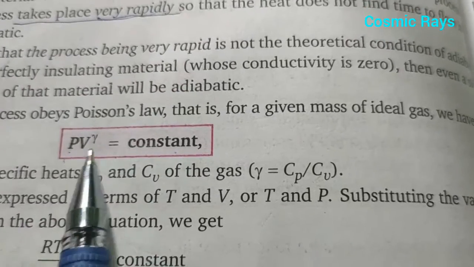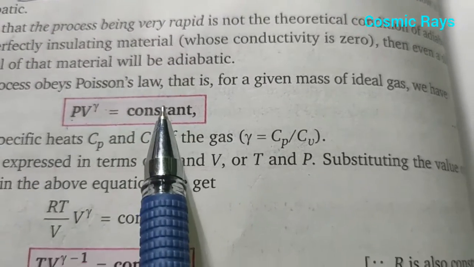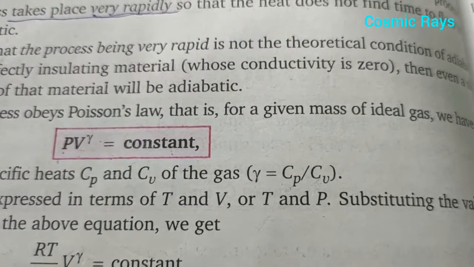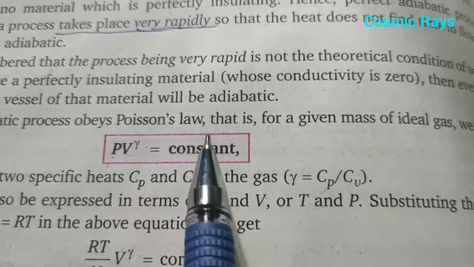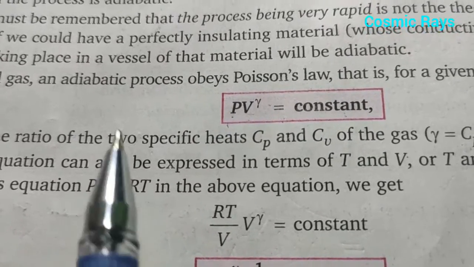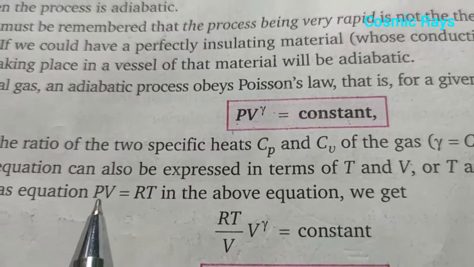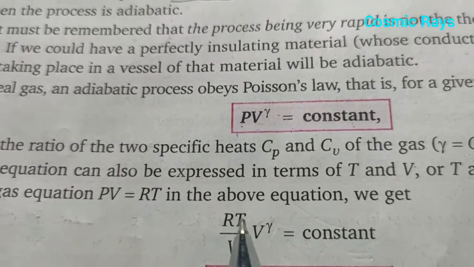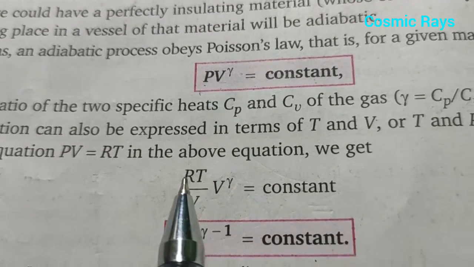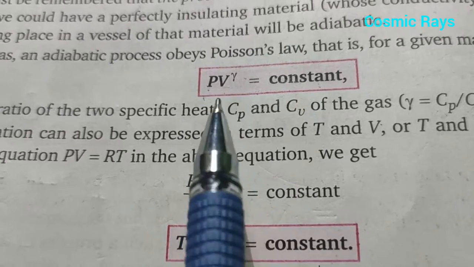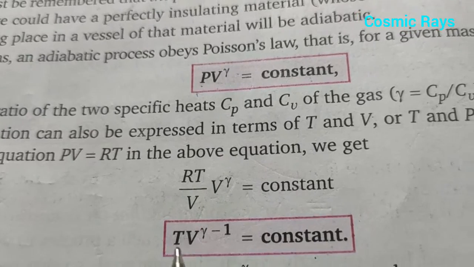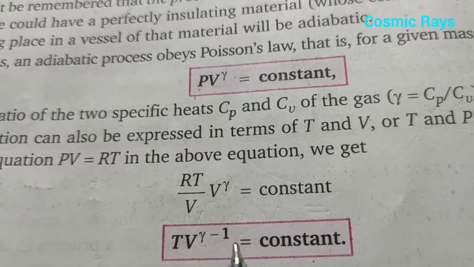Now this equation PV to the power gamma equal to constant can also be expressed in terms of temperature and volume or temperature and pressure. What we have to do is consider the equation for ideal gas, that is PV equal to RT. From this equation we find the value of P, which is RT by V, and we substitute this in the equation. So instead of P we write RT by V multiplied by V to the power gamma equal to constant, and after calculation this will give T V to the power gamma minus 1 equal to constant.